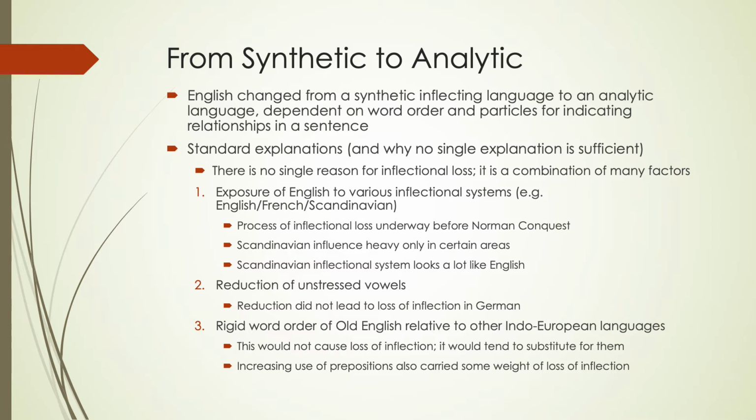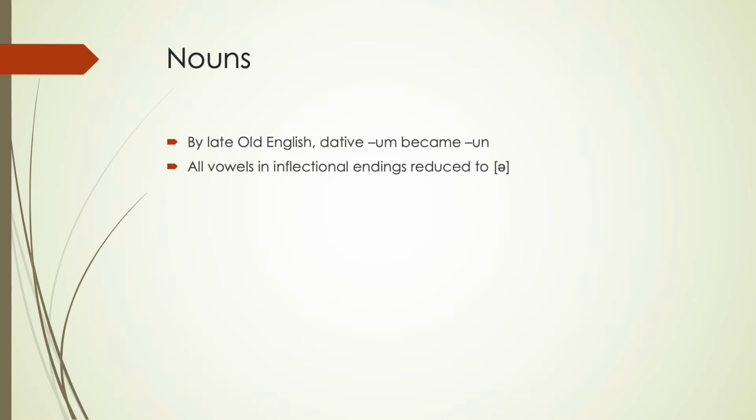We also see an increased use of prepositions during this time that's also helping to sort of carry some of the weight with our loss of inflection. So a lot of the prepositional phrases that we see in present day English, we use because we don't have those inflectional endings any longer like we would have had in Old English. If we look at some particular word classes and some of the features we see, if we start with nouns, by late Old English, the dative ending is already becoming -un, and all of the vowels in inflectional endings during this time are reducing to schwa.